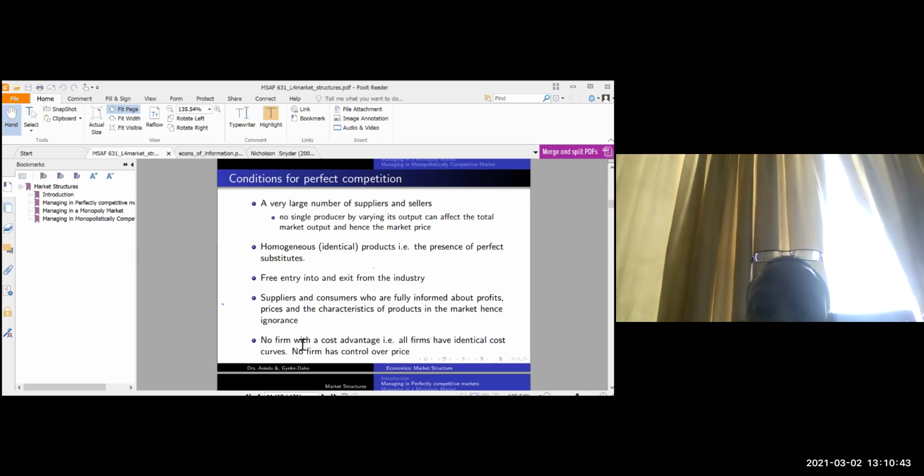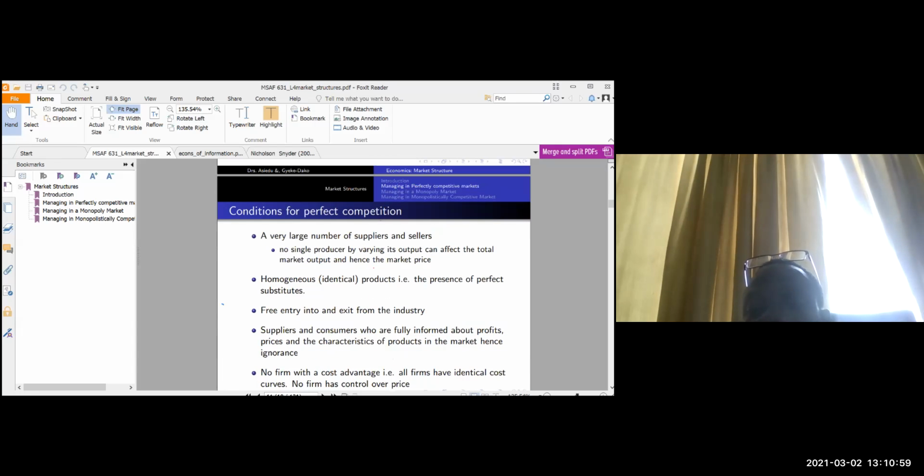Okay. So no firm with a cost advantage. All firms have identical cost curves. The cost is the same. And no firm has control over price. You don't have a cost advantage, and you don't decide the price. So that is the perfectly competitive market. Any questions?